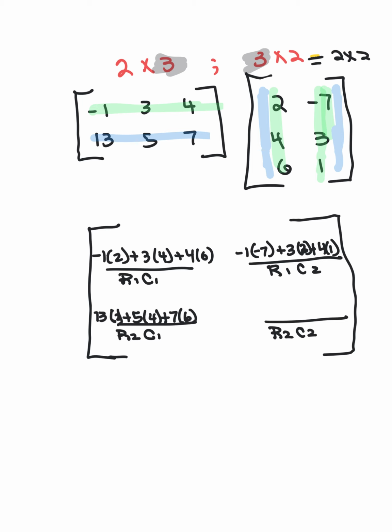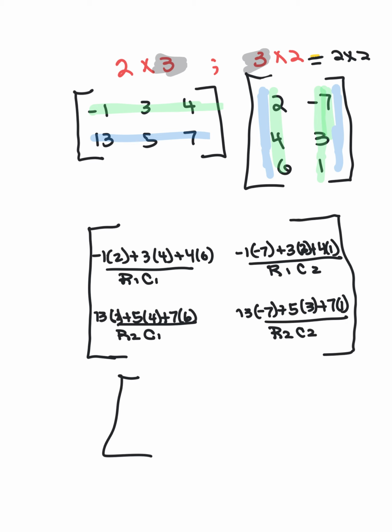And when I write this out, first number in row 2 times the first number in column 2, plus second number in row 2 times second number in column 2, plus third number times third number. And then I'm going to simplify.